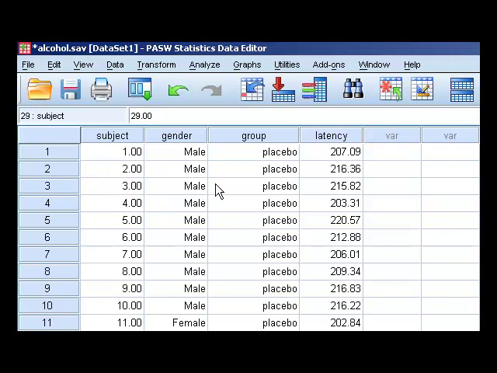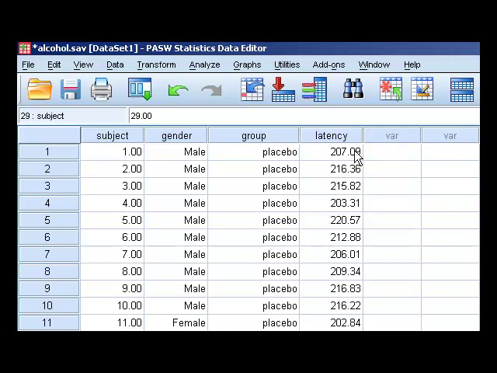Person 2 was male, they also had the placebo, and their latency to respond to the red light was 216 milliseconds. You see here we've got 207.09 milliseconds. If we have a millisecond accurate timer, which we do in this instance, then the only certainty we have in this measurement is up to the millisecond level. This 0.09 is what we call false precision. The computer generates these numbers, but the computer is inaccurate beyond 1 millisecond, so in fact these numbers are meaningless.